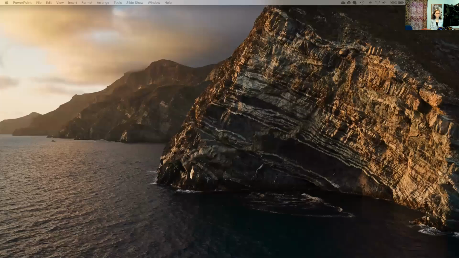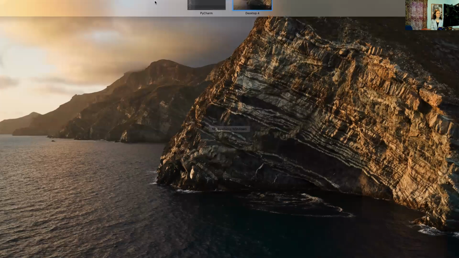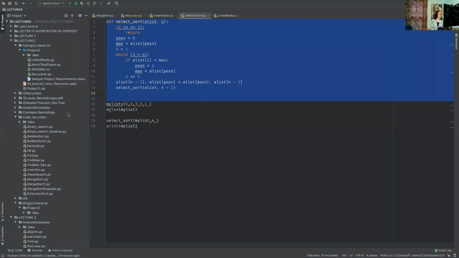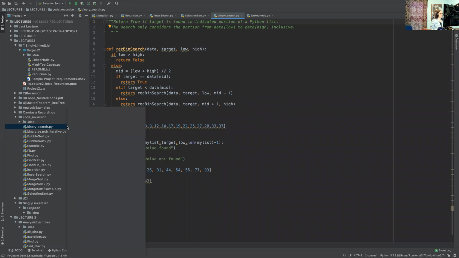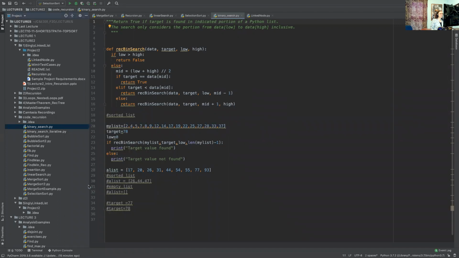Let me quickly show you if I can pull my PyCharm up here. I should have my binary search somewhere here. Yes, so this is my recursive binary search. Like I said, it should work on a sorted list, so make sure that your list is sorted. What I'm doing is simply invoking the recursive algorithm. Let me run it real quick to make sure I'm playing with the correct one here.